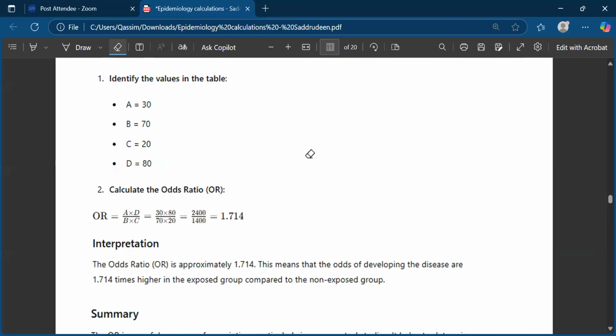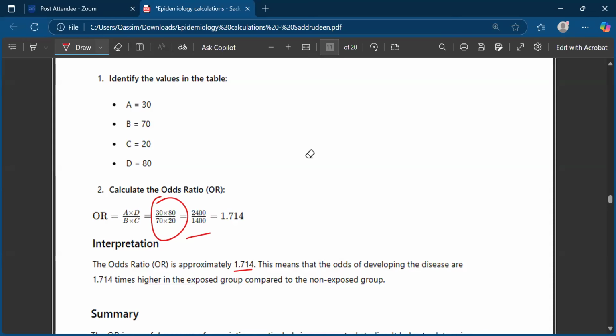So basically just do 30 times 80 over 70 times 20. You get 2,400 over 1,400. You don't need to convert the odds ratio to a percentage. It's just a ratio, not a percentage. You just simplify it. So it means it's 1.714.